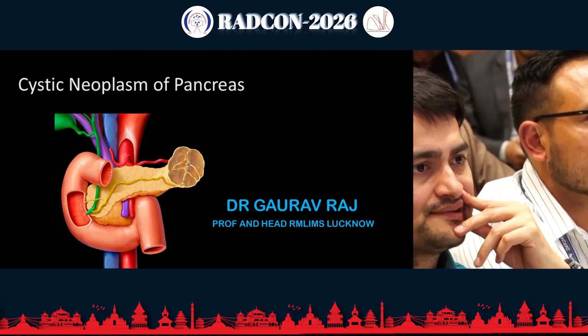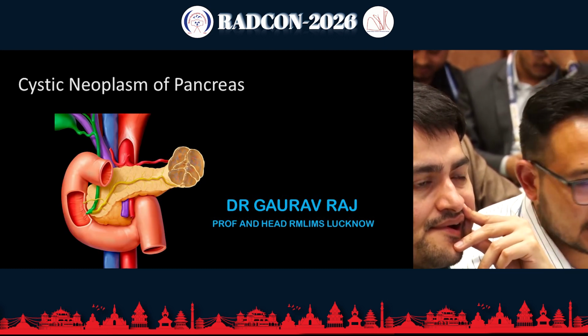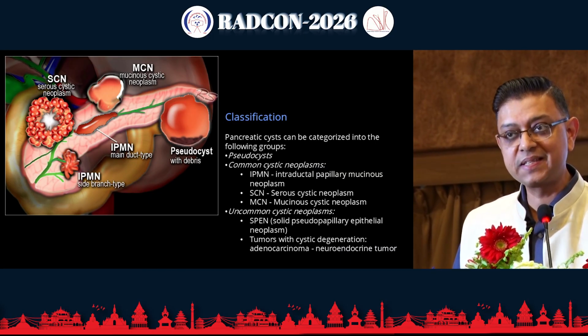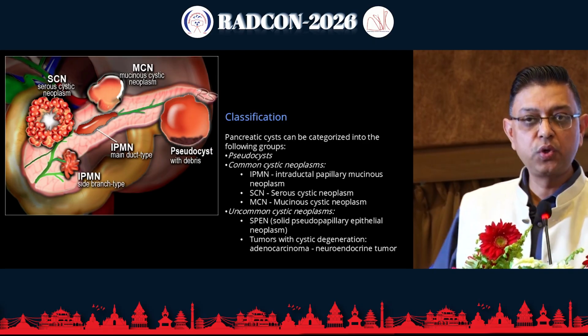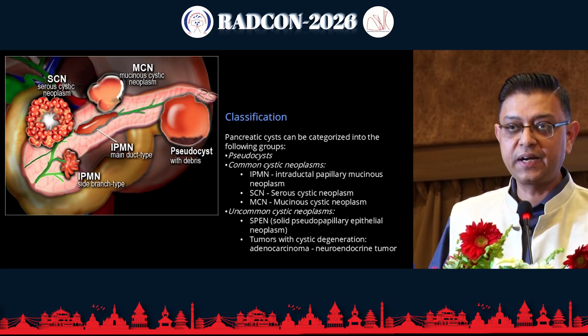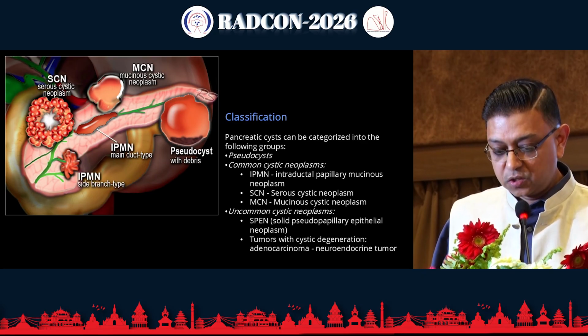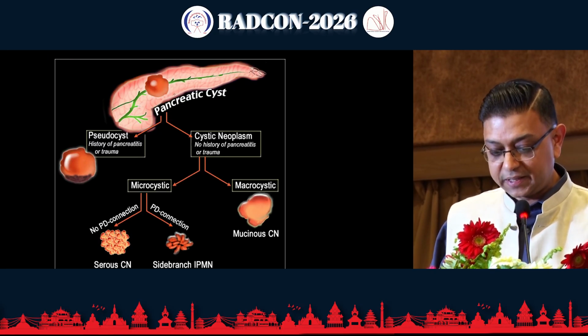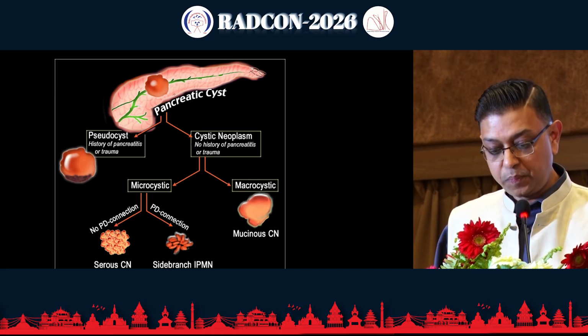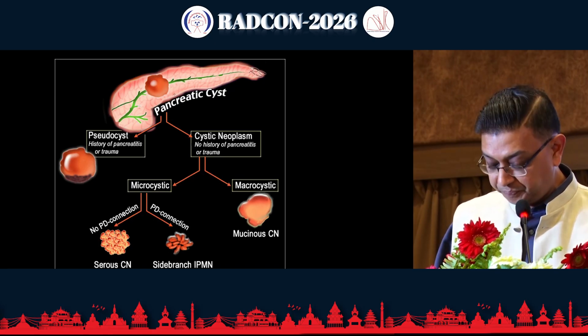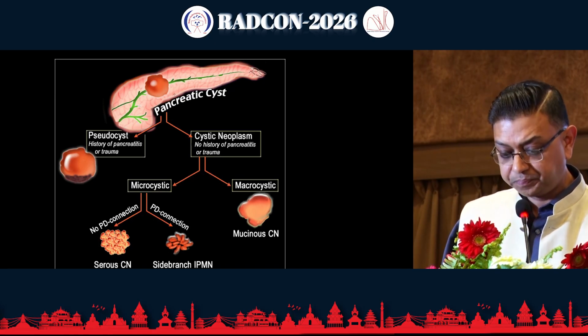So today we are talking of cystic neoplasms of pancreas. It is very important to understand how a cystic pancreatic neoplasm looks, because you do not want to label a pseudocyst as a neoplastic lesion, or vice versa. The common ones which we see in day-to-day practice are the serous cystic neoplasm, the mucinous cystic neoplasm, the IPMN, side branch and main branch, and of course the pseudocyst. I'll only talk about the common ones.